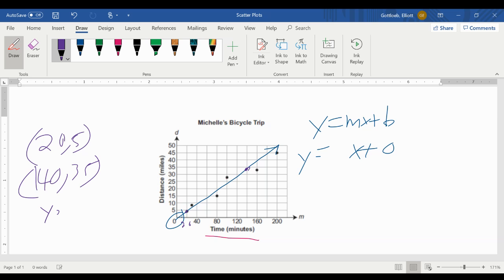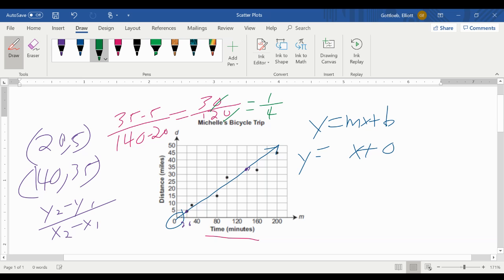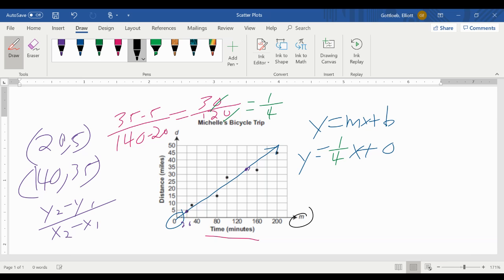And remember, you're going to plug it into y2 minus y1 over x2 minus x1. So these are all formulas that we worked with this year. You're going to take 35 minus 5 over 140 minus 20. And you get 30 over 120, which is going to simplify to 1/4. So we should have y equals 1/4 x plus 0. Now, m is on our x-axis, so we're going to replace that x with an m. We don't need to write the y-intercept. And then our y-axis is d, so we replace y with d. This would be your equation that represents this graph.